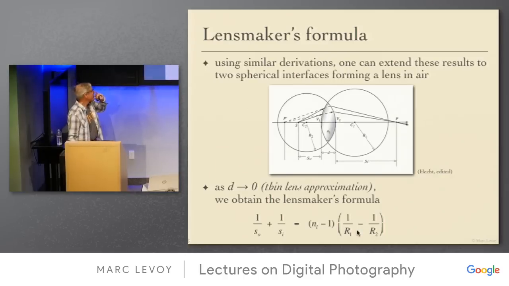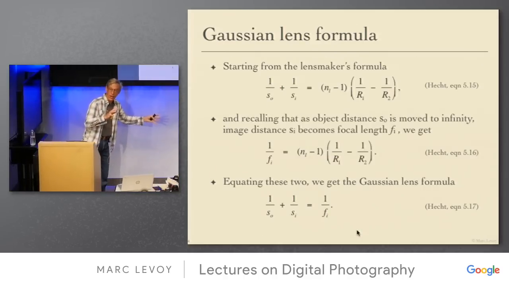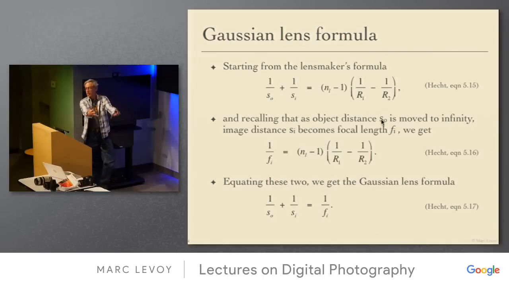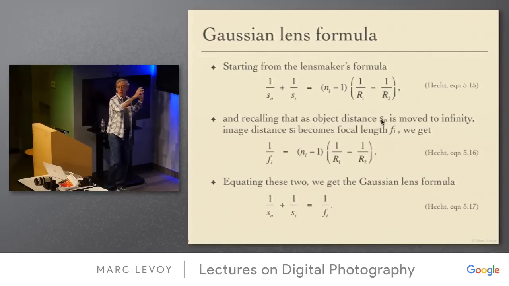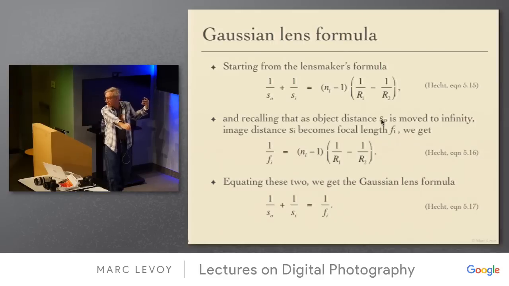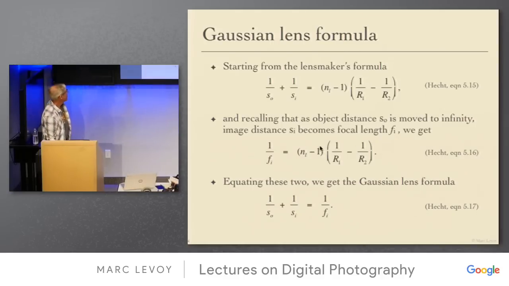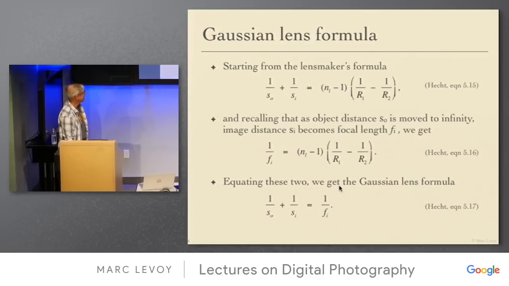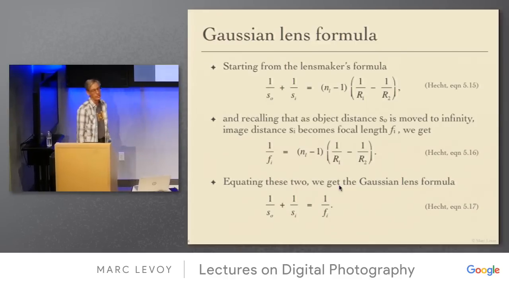Okay. So hold on to your hats for just a minute longer. Then we'll break out and do a geometrical derivation. Starting from that same formula, and recalling that as the object distance goes out to infinity, the distance on the other side becomes f, the focal length. Then we can just replace this with this. Same right-hand side, equate the two left-hand sides, and you get this formula. That's called the Gaussian lens formula.